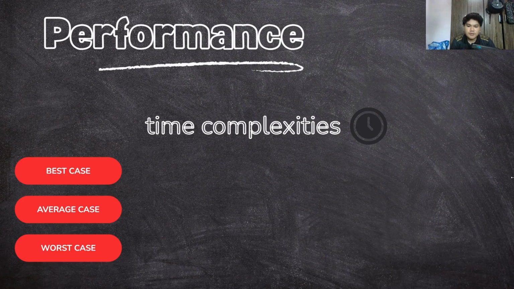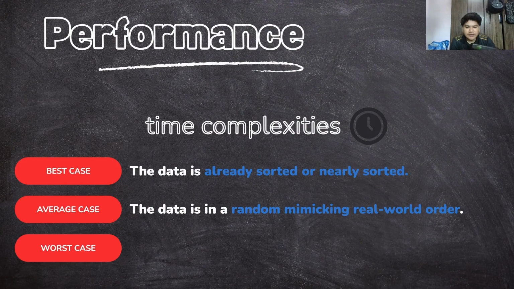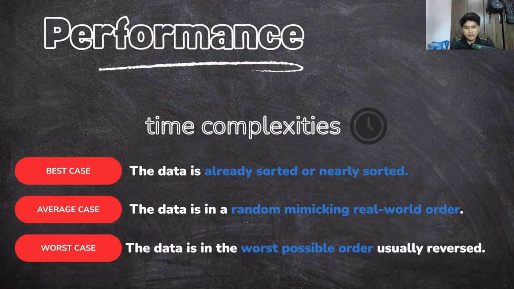Okay, now I will be explaining the performance of sorting algorithms. To measure the efficiency or performance of a sorting algorithm, we have to look at the time complexities, which use cases to measure it. There are three cases. The first one is the best case, where the data is already sorted or nearly sorted. Next, the average case is when the data is random, mimicking real-world order. And lastly, the worst case is when the data is in the worst possible order, usually reversed.